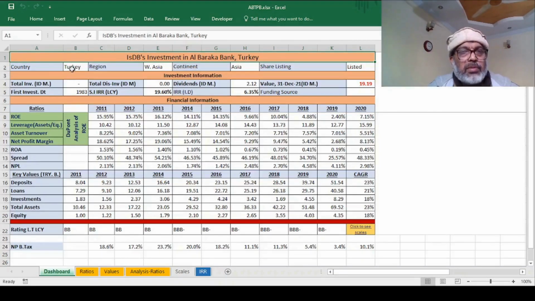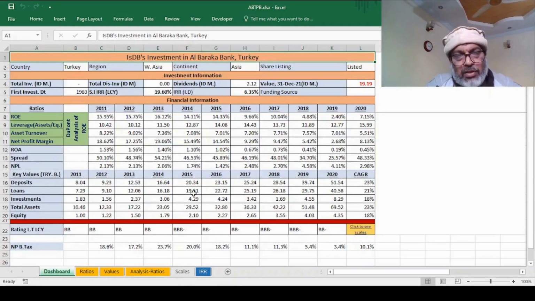And these are some permanent information, like its country is Turkey and it is listed. If the bank is listed on the stock exchange, then it's better because it's more subject to stringent audits and checks. And when was the first investment made by the Islamic Development Bank? And it is the IRR in the local currency, the internal rate of return. What is the IRR of the investment of the Islamic Development Bank?